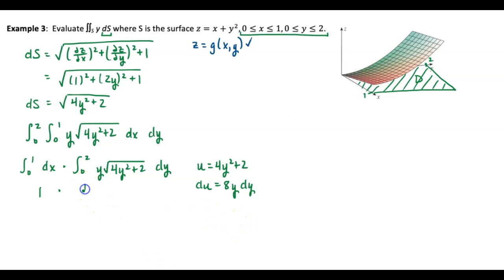And so I'll pull a 1/8 outside of that integral. This is going to look like u to the power of 1/2, the square root of u, du. Taking that antiderivative, that's going to be 1/8 times 2/3 u to the power of 3/2, which is going to be 2 over 24, which is 1/12. And I know my u is going to be 4y squared plus 2 to the power of 3/2, and our bounds go from 0 to 2.